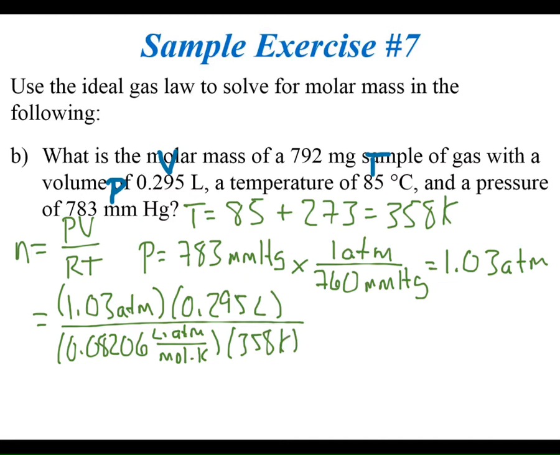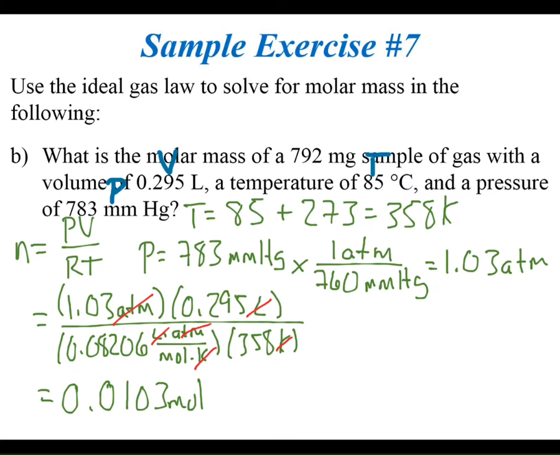Okay, well, always cancel units. That's your safety net. Make sure things converted where it needs to be. Atmospheres, atmospheres, liters, liters, Kelvin, Kelvin. Looks good. We're left with moles, which is what we want. So what'd you get for moles? 0.0103. Okay, so that's the moles, but we want the grams per mole for this one.